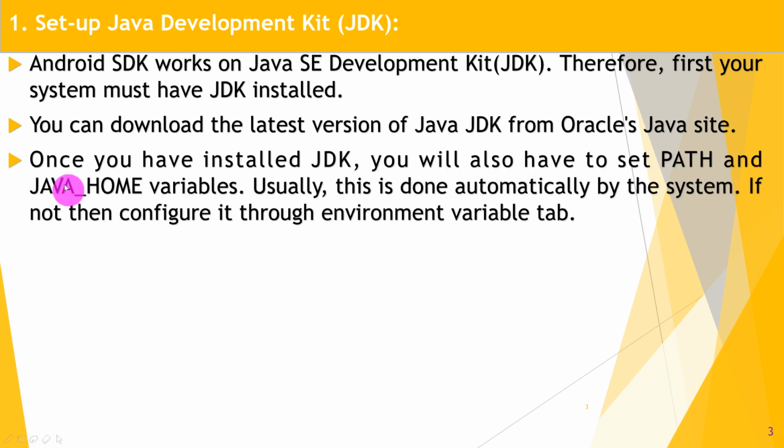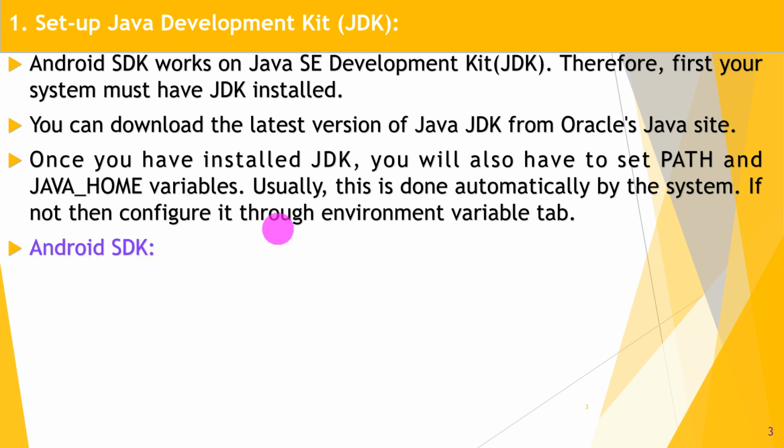Once you have installed JDK, you will also have to set the path and JAVA_HOME variables. Usually this is done automatically by the system, but if it is not done, then configure it through the environment variable tab. We will see how we can configure the path and Java home variable for JDK.